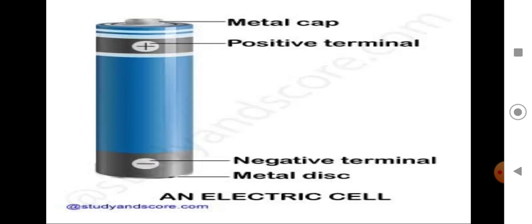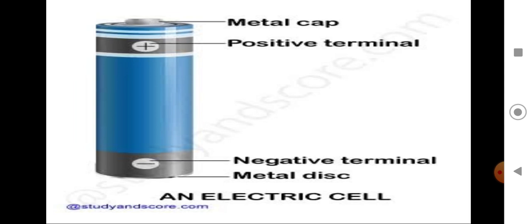And what does this cell have? See here, a close look of the cell. Two terminals. What is a cell? It will produce a small amount of current. A device producing a small amount of current. It has two terminals, positive and negative.